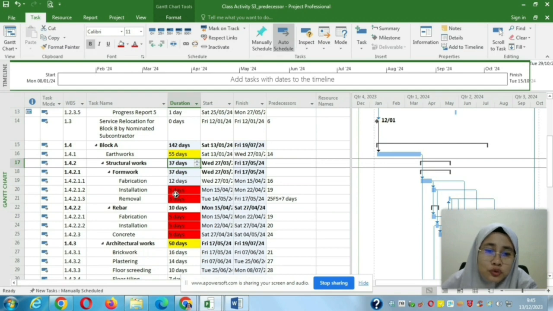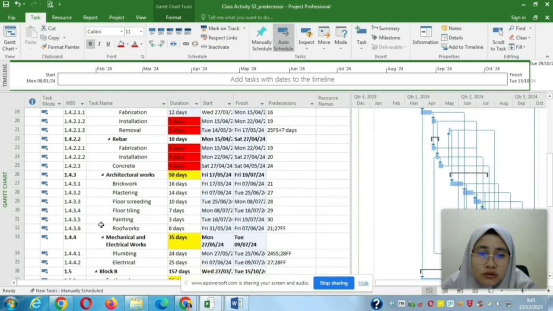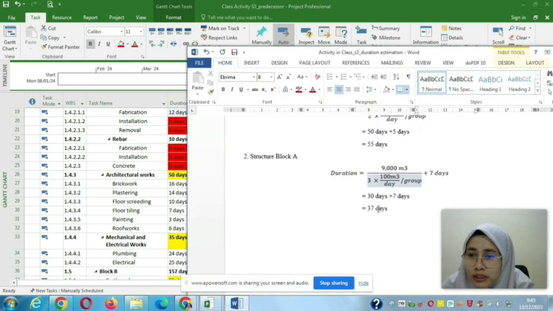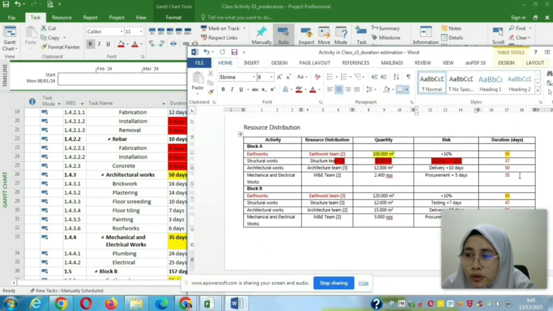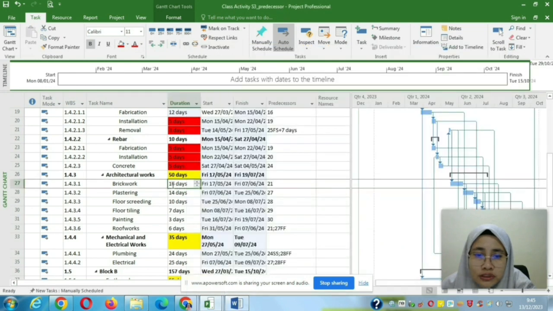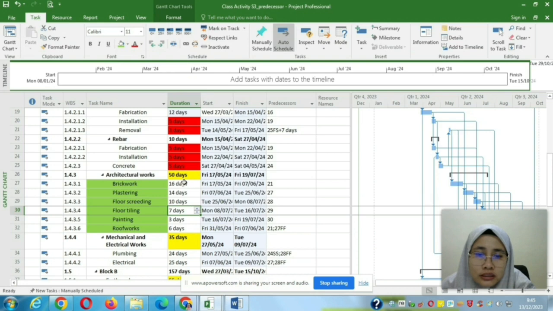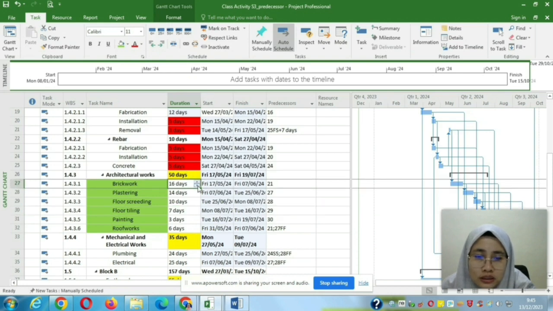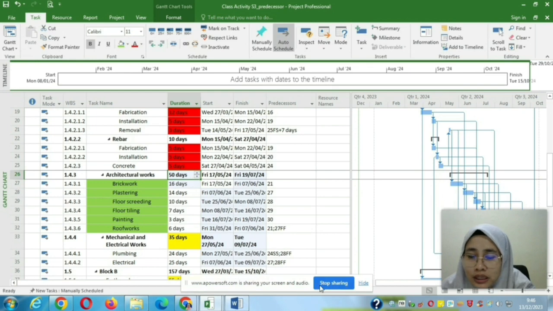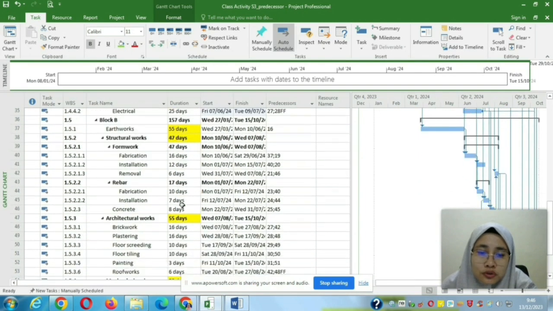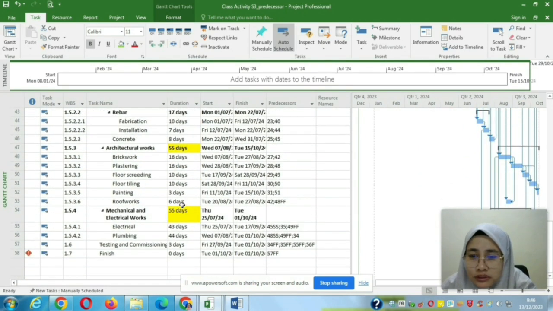So that is all what you need to do. The same goes for the other activities. For example, for architecture work, by calculation, architecture work for block A is 50 days. So this 50 days, you distribute to all tasks under the architecture work. Then it will accumulate the cumulative days based on what you key in, and make sure the cumulative days comply with the duration that has been calculated earlier. Alright, so this is what you need to do for this activity in this week.